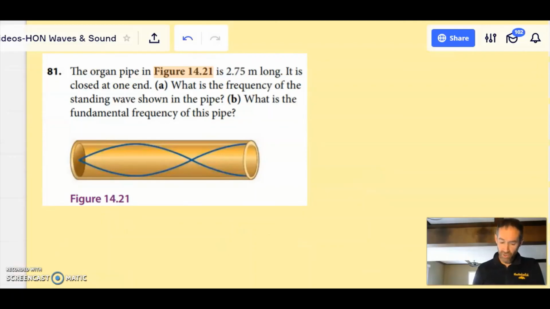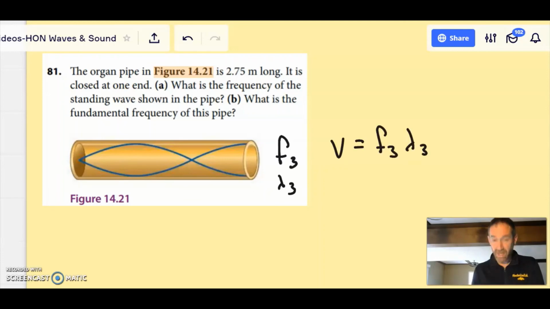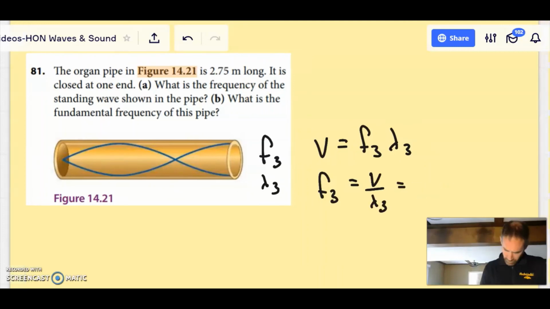On number 81, they're showing you an organ pipe, and it's 2.75 meters long. It says it's closed at one end, open at the other end. What's the frequency of the standing wave shown in this pipe? Now, by now, we can recognize this picture as what you're going to get with the third harmonic, what you're going to get with the third wavelength, and we know if we multiply those two things together, we're going to get the wave speed. And so I could say that the wave speed here is the frequency times the wavelength. They want the frequency, so we could say the frequency is the wave speed divided by the wavelength.